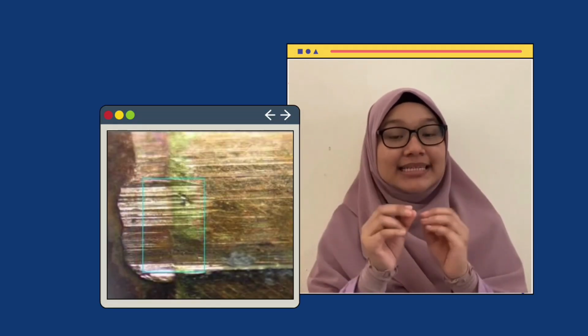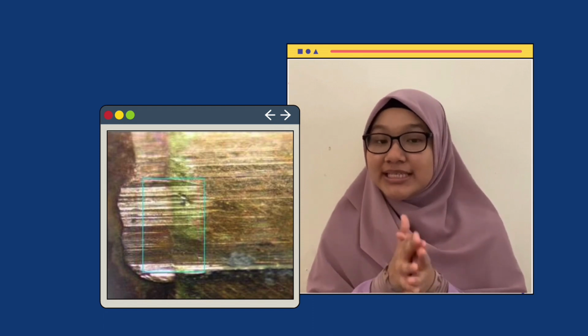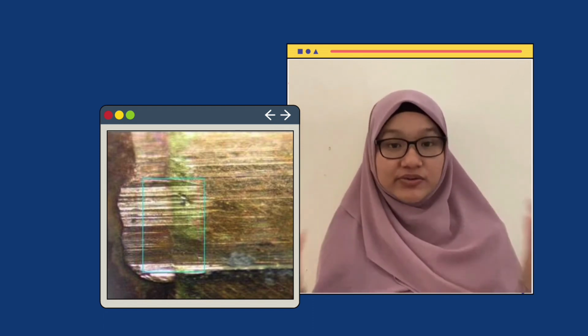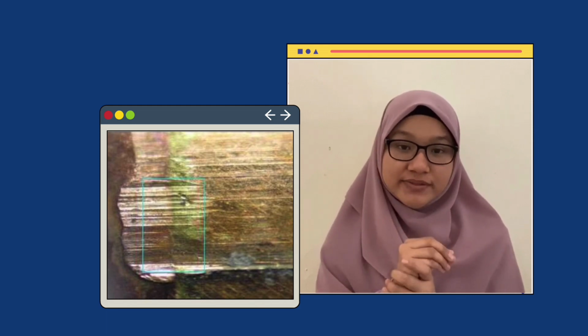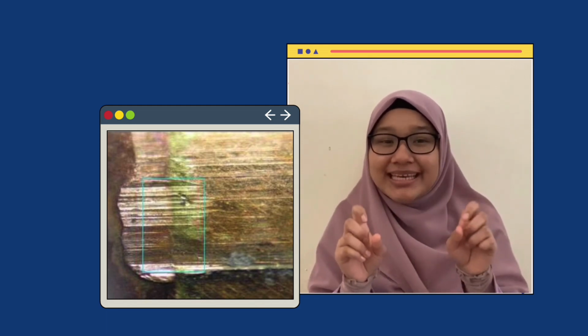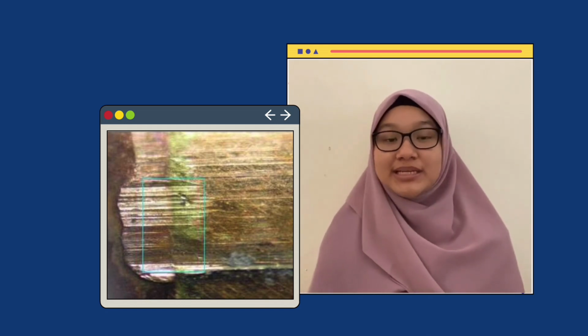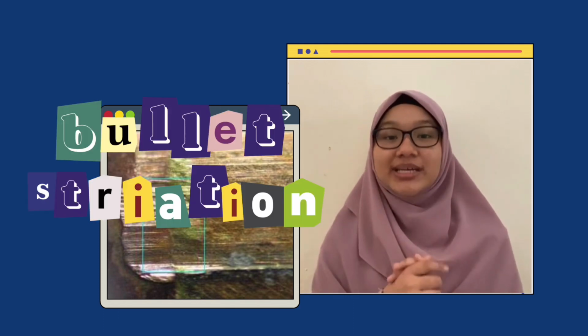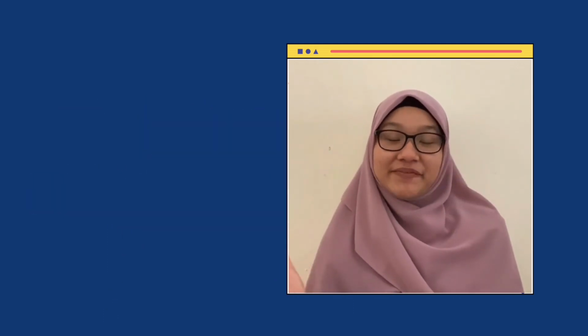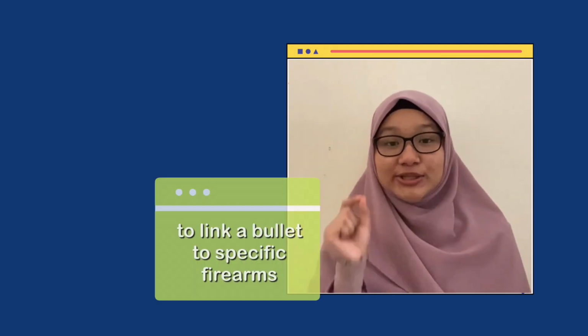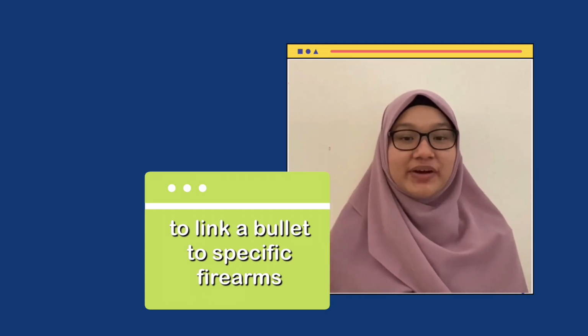When a firing process occurs, the bullet passes down through the barrel. In the barrel, there are lands and grooves that guide the bullet to spin, accelerating its motion as well as increasing the shot's accuracy. These lands and grooves leave striations, markings or impressions on the surface of the bullet, which forensic ballistic experts refer to as bullet striation. When a bullet is discovered at a crime scene, the unique markings on its surface are used as evidence to link the bullet to a specific firearm.